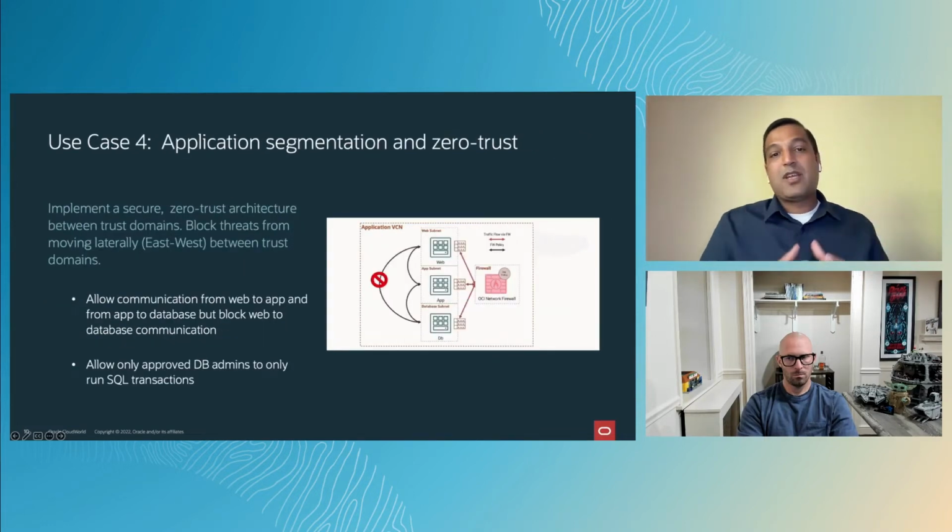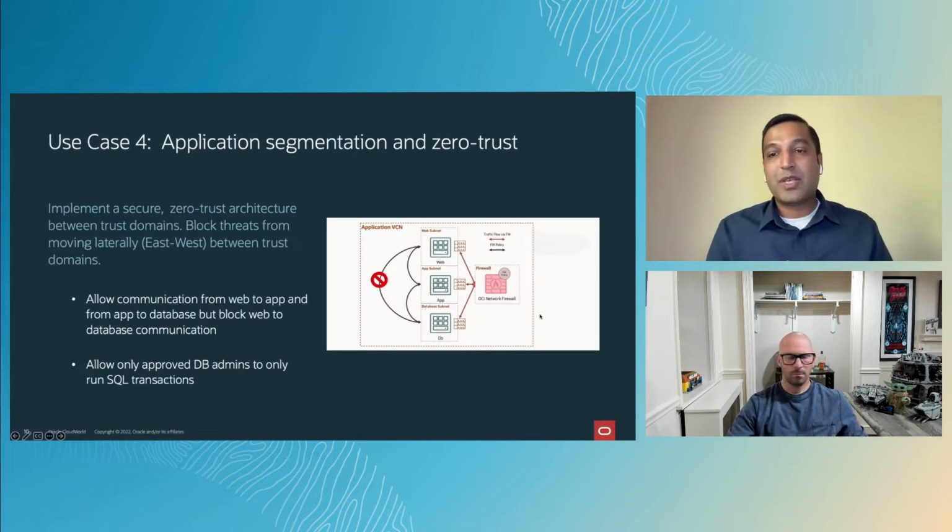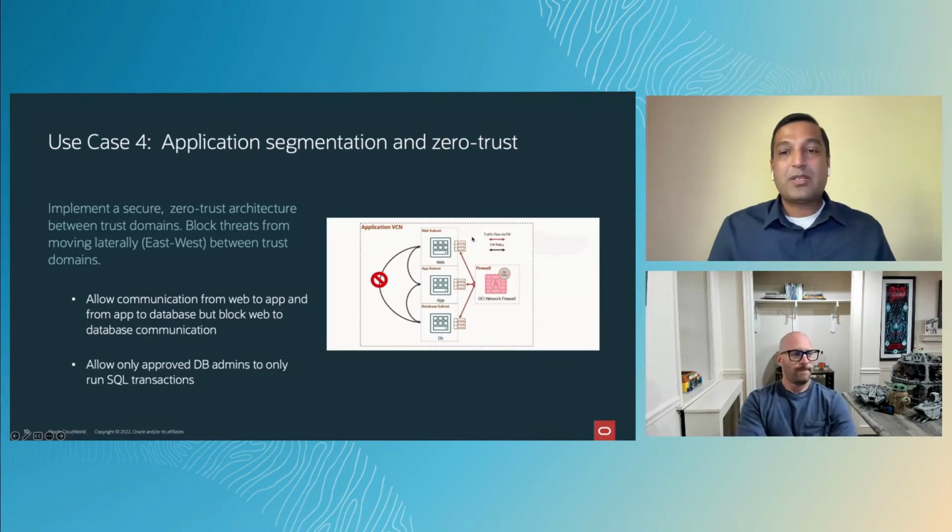All right, last but definitely not the least, you can leverage the network firewall to implement a secure zero trust architecture and create different trust domains within your VCN. In this example, we have a network firewall that is enforcing a zero trust segmentation for a 3-tier application that contains a web, app, and a database tier. We have configured the firewall policy to allow communication from the web tier to the app tier and app to database. But we block any direct communication between your web to the database.